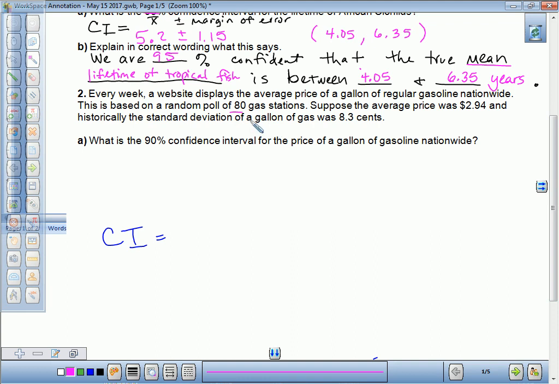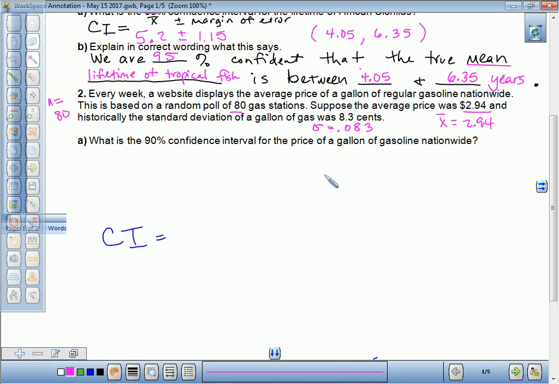And we have 80 gas stations. So N is 80. Suppose that the average price was $2.94, so X bar is $2.94. And historically, the standard deviation of a gallon of gas, so the standard deviation of the population, is 8.3 cents. So I have this in dollars, so I'll go ahead and convert that to 0.083. We have to work with the same unit.